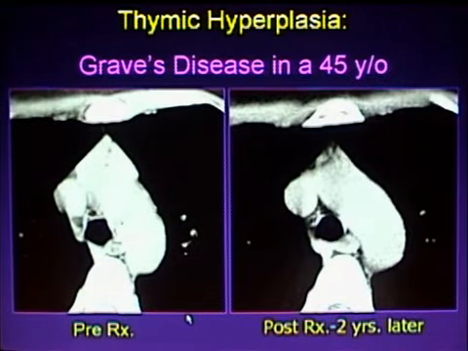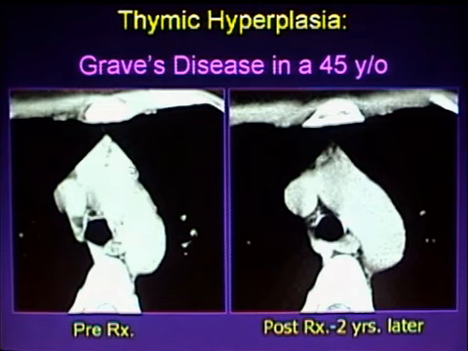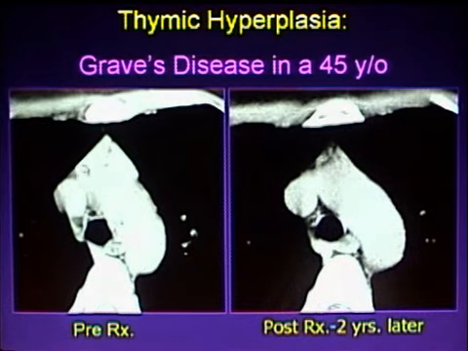Here's a patient with Graves' disease. Before her Graves' disease was treated, we see soft tissue in the anterior mediastinum. Now, if this patient were 15, I wouldn't be concerned about this in the least. The problem is this is a 45-year-old. This is way too much thymic tissue for a 45-year-old, and you look around at this point for causes of thymic hyperplasia. Note that there is no mass, there's no discrete nodule.